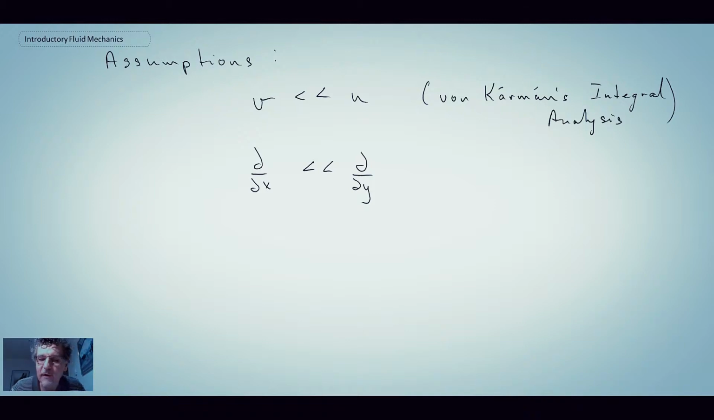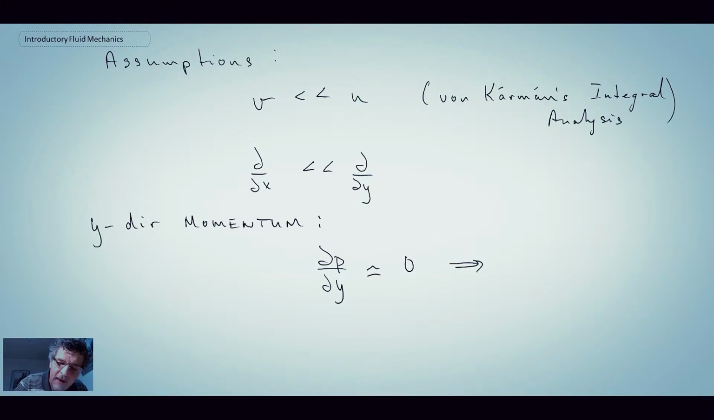And with that, you can go through your governing equations, non-dimensionalizing and doing an order of magnitude analysis. For the y direction momentum equation, we can come up with the following. This is actually something that Prandtl came up with in the early 1900s. He realized that the pressure gradient normal to the wall was zero, and consequently pressure was a function of distance along the plate only.